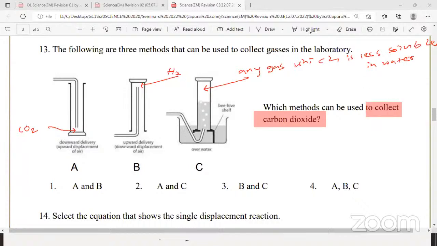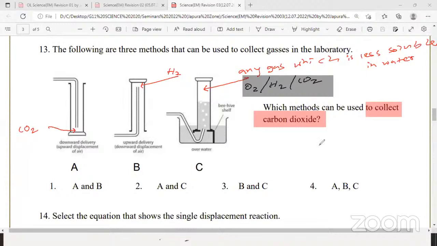So this method can be used to collect carbon dioxide. You can collect oxygen by this method. You can collect hydrogen by this method. Even carbon dioxide also can be collected. In your syllabus, you have to remember the preparation of three gases: carbon dioxide, oxygen and hydrogen. But out of these three, the third method, there's one more method which is not given here. If you want, you can write down that one.